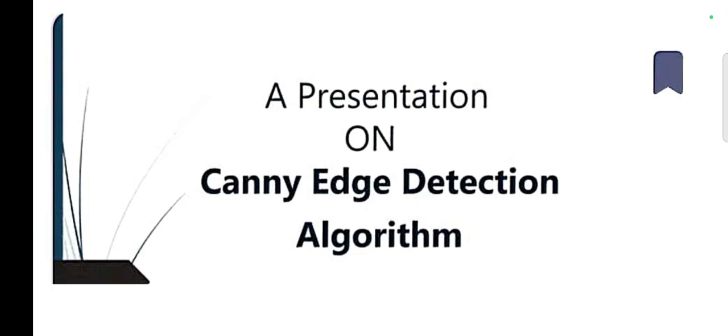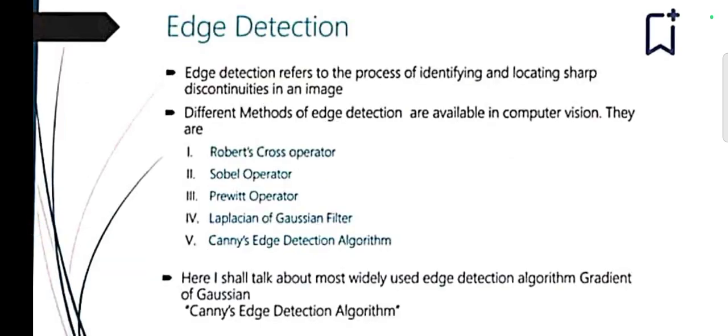Now let's check what edge detection refers to. Edge detection refers to the process of identifying and locating sharp discontinuities in an image. Different methods of edge detection are available in computer vision. They are the Roberts cross operator, Sobel operator, Prewitt operator, Laplacian of Gaussian filter, and Canny's edge detection algorithm.